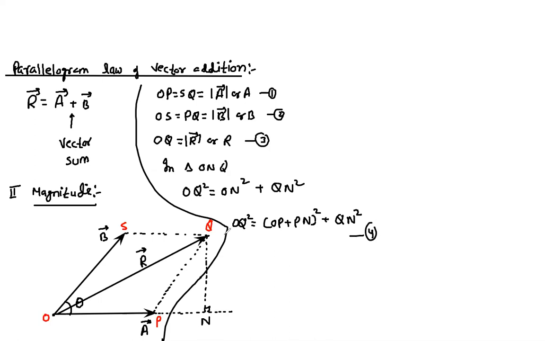That's equation number 4. We know that OQ is equal to R. We have the value of OP equal to A, but PN and QN are unknown. To calculate PN and QN, we will use the right angle triangle PNQ. If this angle is theta, then this is theta again. So in triangle PNQ, I can write sine theta as perpendicular upon hypotenuse, QN by PQ.